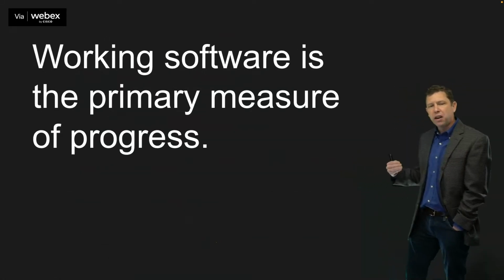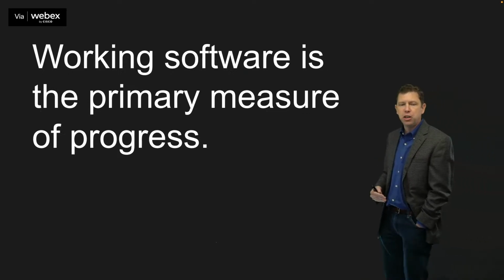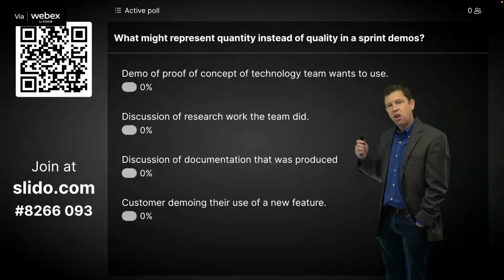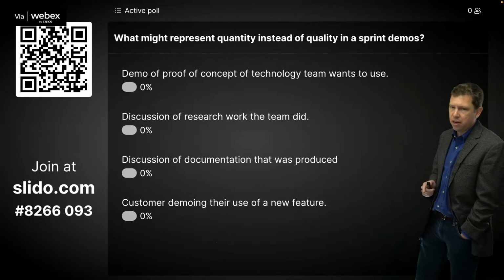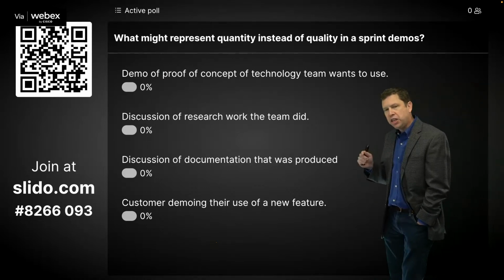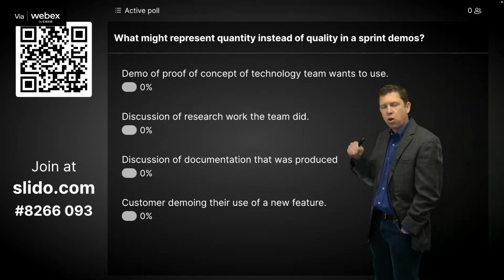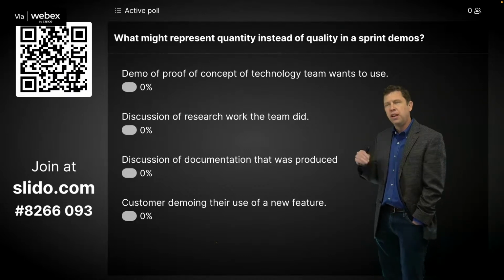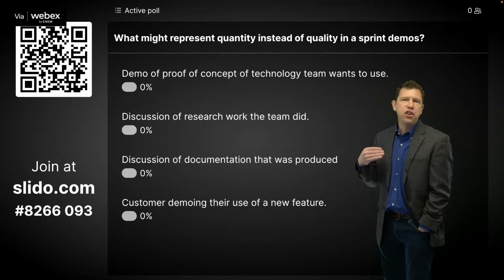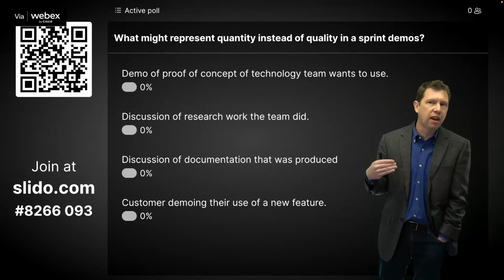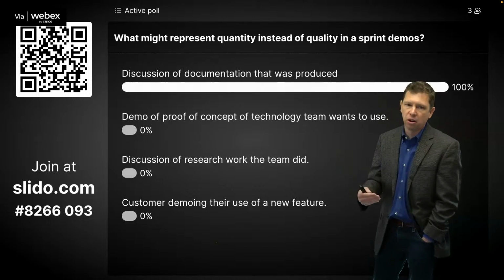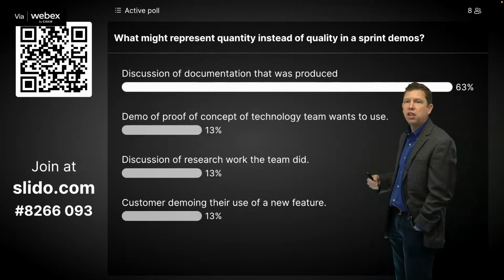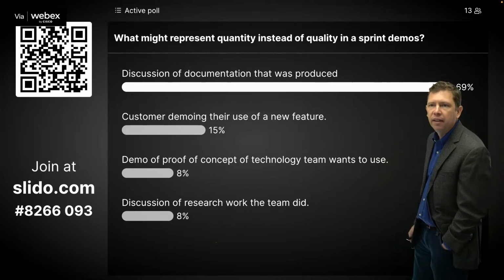If we go back and remind ourselves that working software is the primary measure of progress, what might represent quantity instead of quality in a sprint demo? So if we think about the sprint demos, what are things that could happen in a sprint demo that might make you feel like you're getting lots of stuff toward your goal, but really you're being misled by the quantity of things that are being presented rather than the quality of what's actually been done.